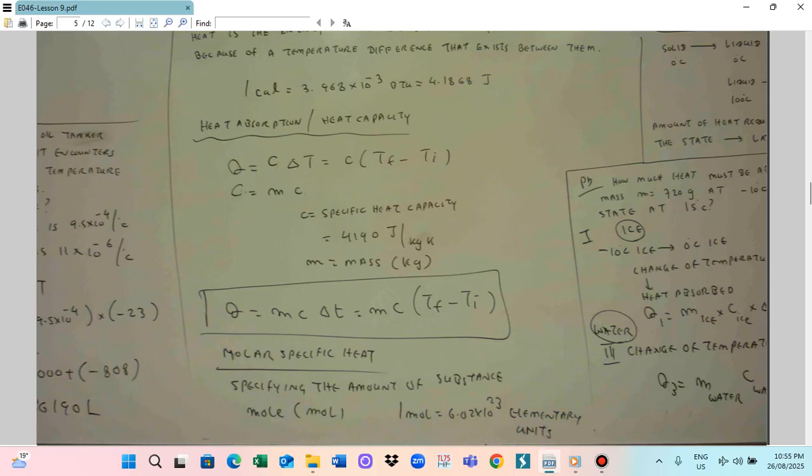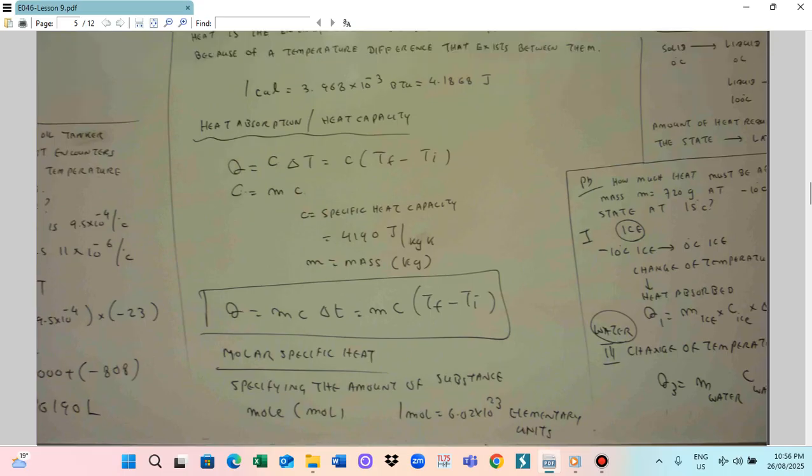Tf is the final temperature. We can also calculate C. The capital C is a small c multiplied by the mass. So small c is the specific heat capacity, and the unit is joule per kilogram Kelvin. So this is the specific heat, and m is the mass, and the unit of mass is the kilogram.